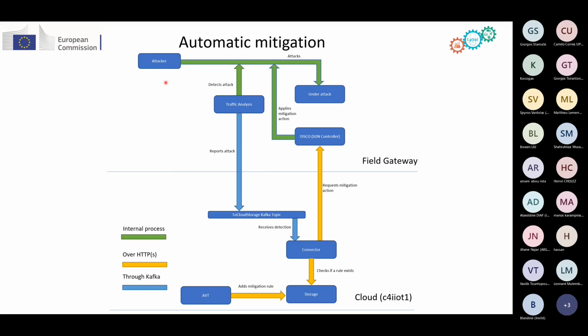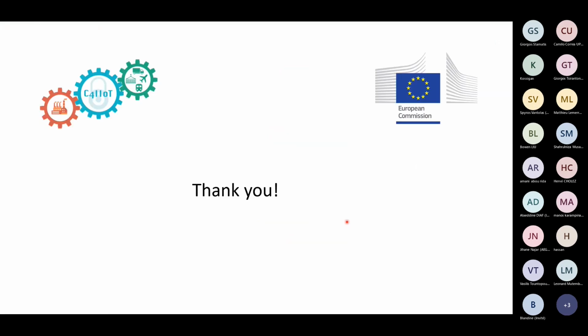The flow is similar, but in this case, again, the attack is detected by the traffic analysis and is reported to the cloud. But every time the connector receives an attack like this, it checks if there is a rule set up for this specific IP and specific attack type. And if there is a rule for it, it will automatically apply this rule using, again, the SDN controller. This concludes this presentation. Thank you for listening, and if you have any questions, please ask.